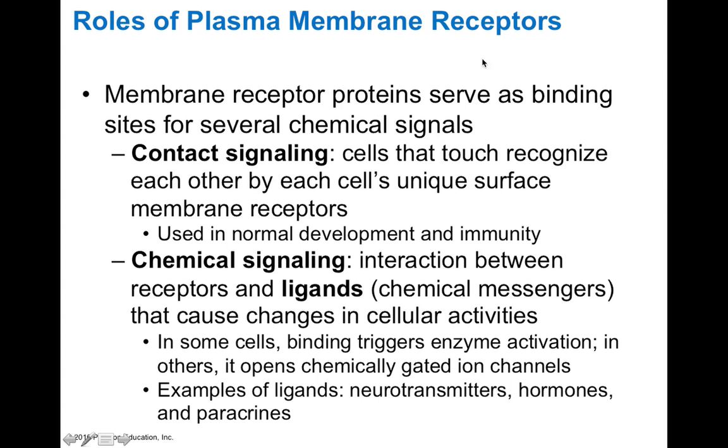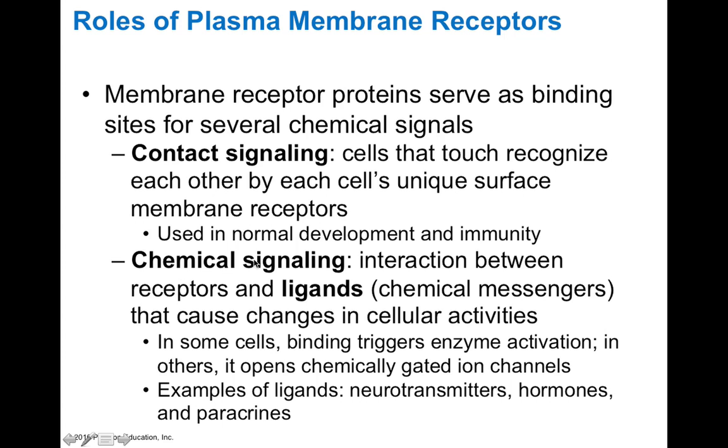Now, plasma membrane receptors are essentially proteins that have a binding site on the extracellular side, and these can help with signaling in two major forms. We have contact signaling and chemical signaling. These membrane receptors can actually form direct contacts with other cells, and this is used in normal development as well as immunity. So your immune cells have contact signaling. That way they can help determine self cells from non-self cells, and these non-self cells could be things like foreign microorganisms like bacteria, protozoa, or viruses.